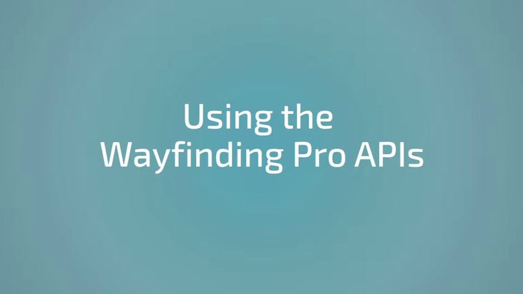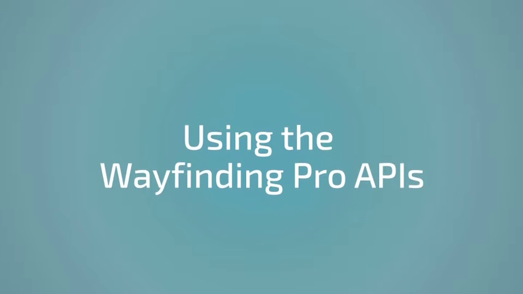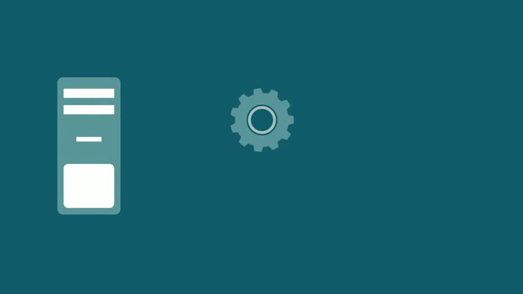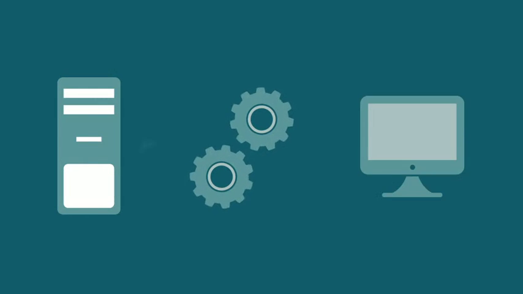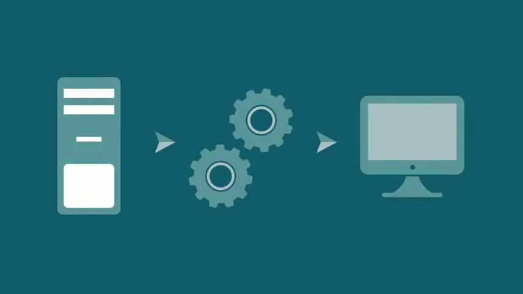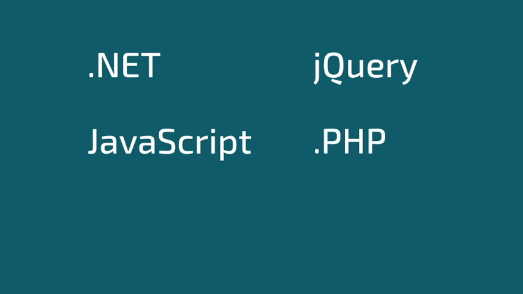If you want to build your own application or customize one of the standard applications, Wayfinding Pro comes with a complete toolkit of application program interfaces, or APIs. These can be used with a variety of programming languages, such as the .NET Framework, the jQuery JavaScript library, JavaScript, and PHP. The request and response is SOAP. Complete documentation and examples are available on our SDK.